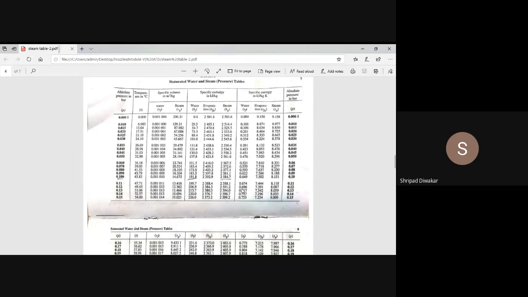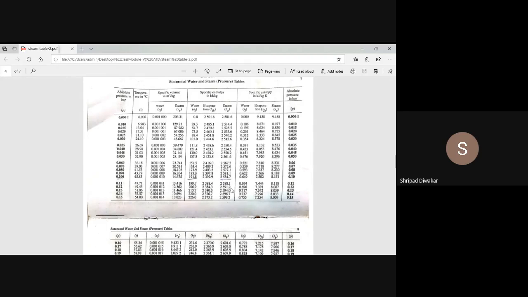Table 1 gives your temperature based values. For a given temperature, we'll get the corresponding pressure, the values of specific volume, HF, HFG, HG, and the specific entropy. They are clearly mentioned at the top, you see. One is pressure, second one is temperature, and the specific volume corresponding to this pressure. So using these steam tables, we are going to find out the properties in solving the problem.